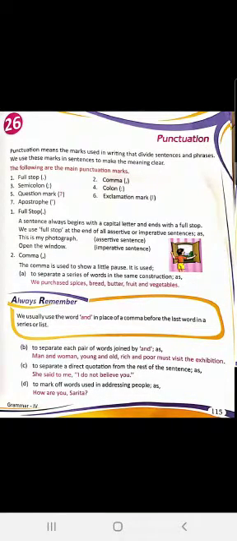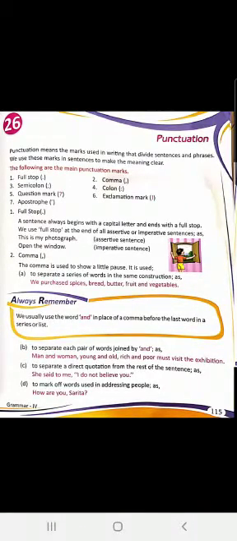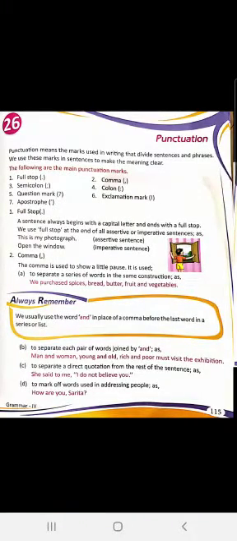To separate each pair of words joined by and, like man and woman, young and old, rich and poor, must visit the exhibition. To separate a direct quotation from the rest of the sentence: She said to me, I do not believe you. Now, I do not believe you is a quotation here. So to separate she said to me and the quotation, you have used a comma.